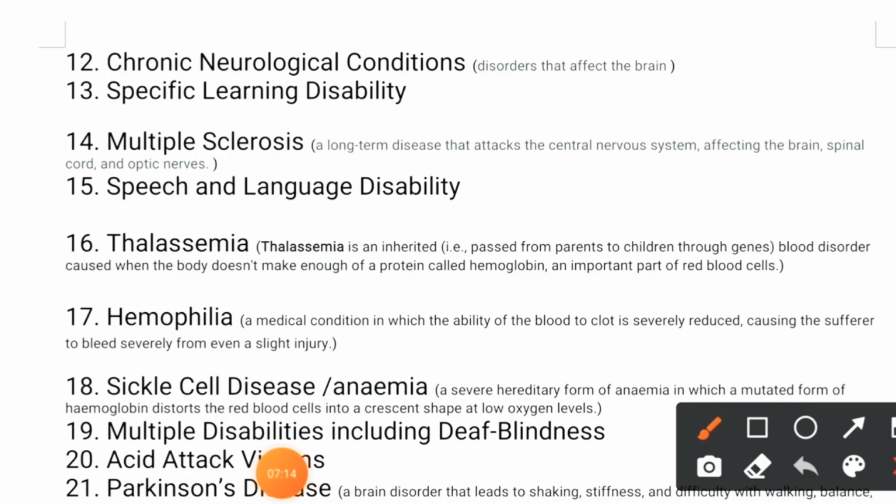Okay, next we have chronic neurological conditions. Now, what are these chronic neurological conditions? These are the disorders that affect the brain. When we use the word chronic, it means it is related to your brain.